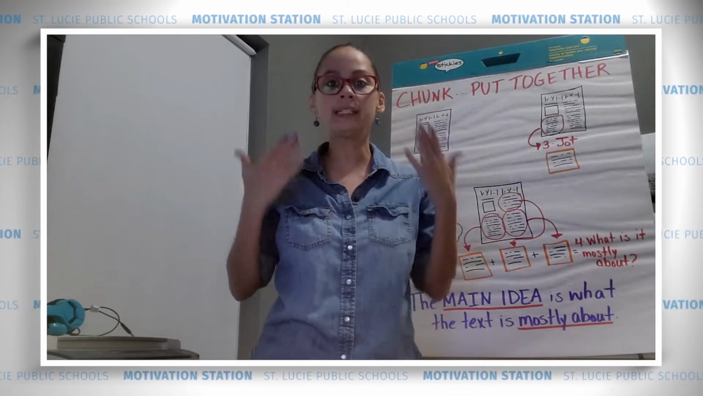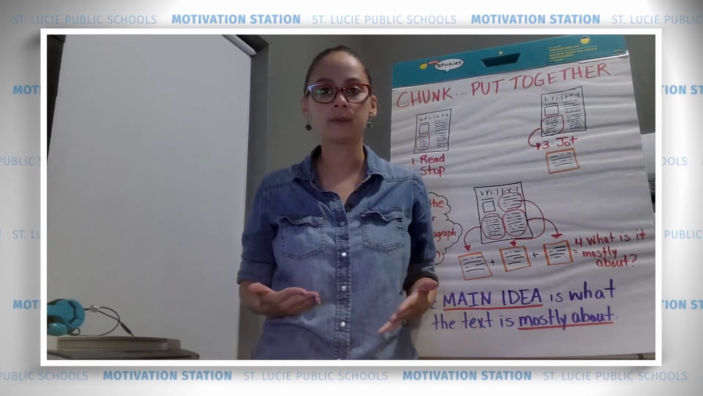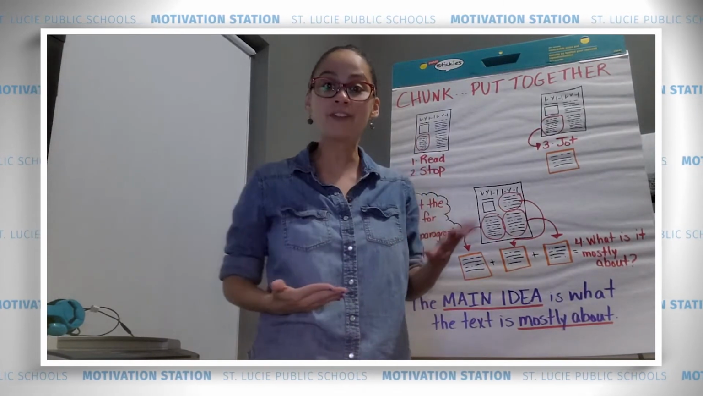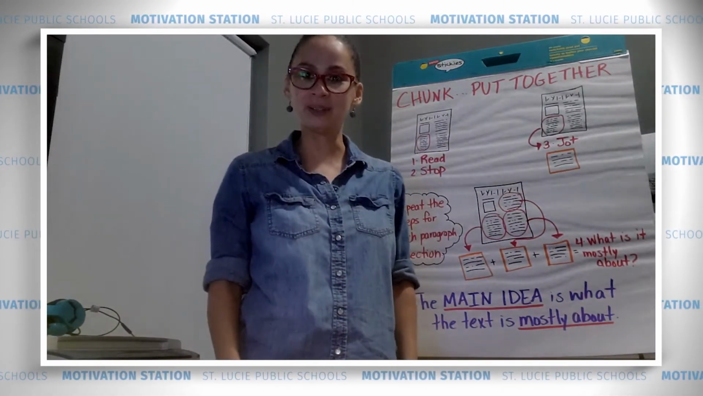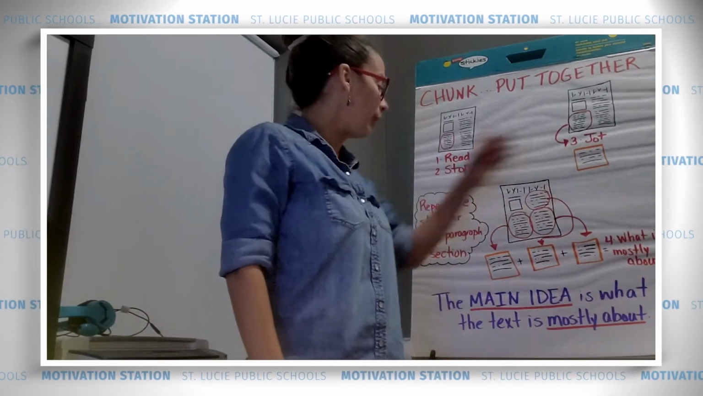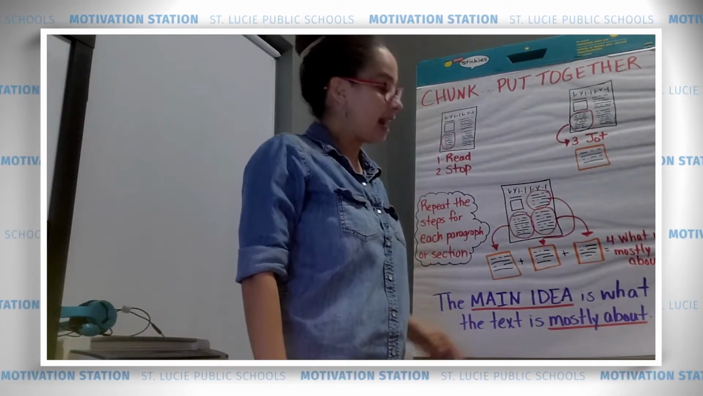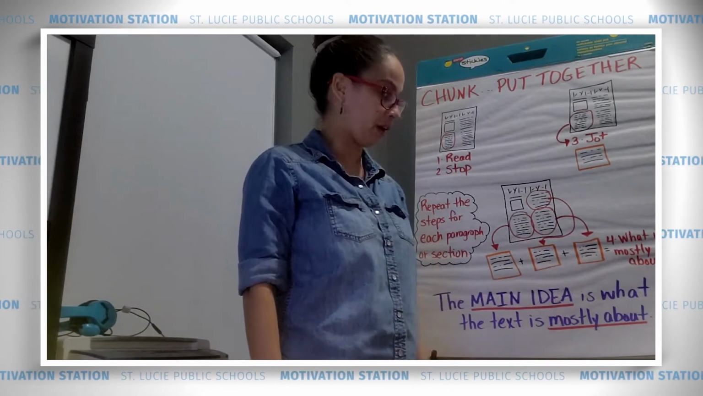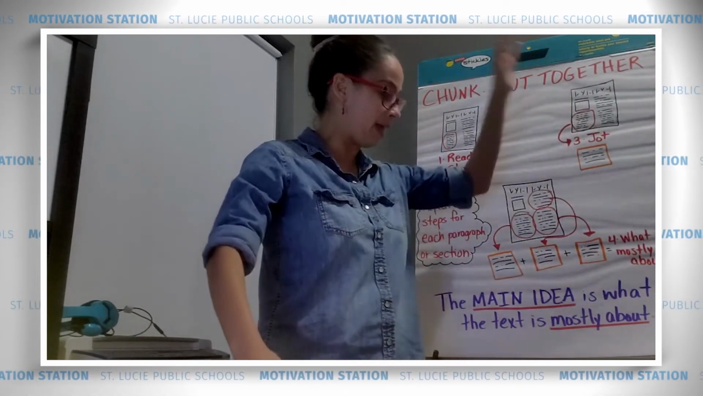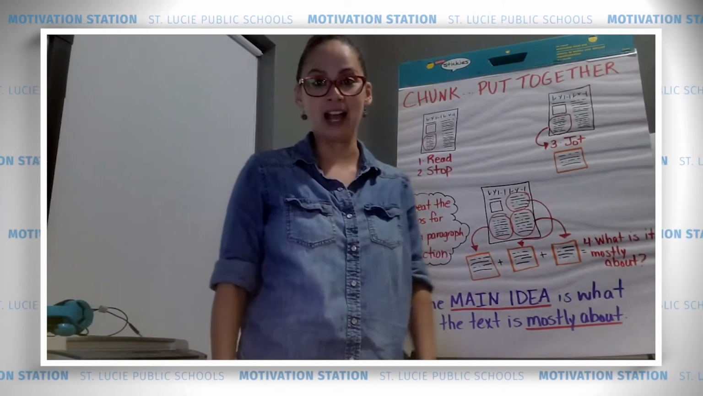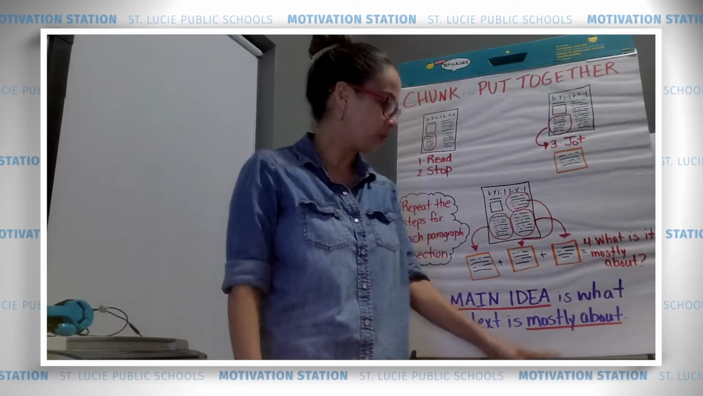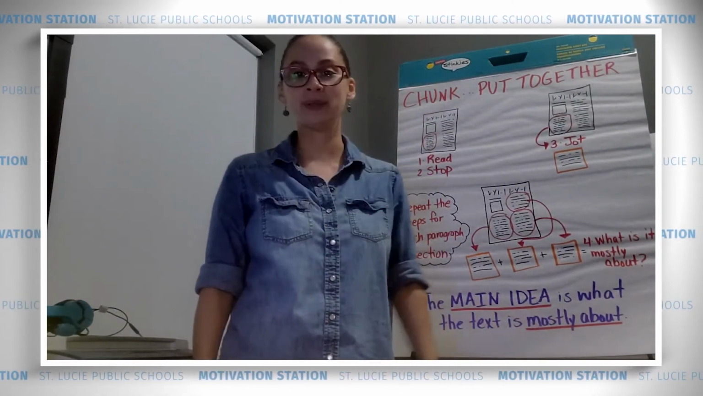Then you say it out loud in your own words. And after that, you jot it down. Then you repeat these steps for each paragraph or section. And after you have jotted down for each paragraph or section, you add them all up and you get the main idea of that text, which is what the text is mostly about.